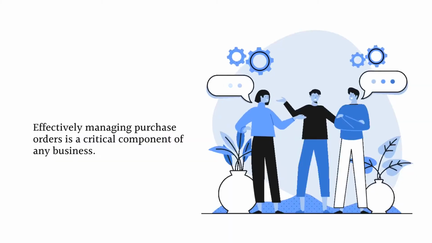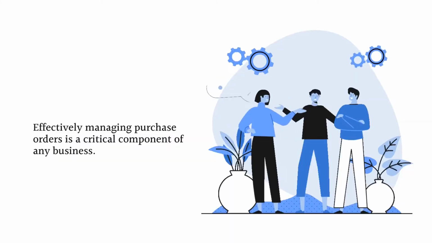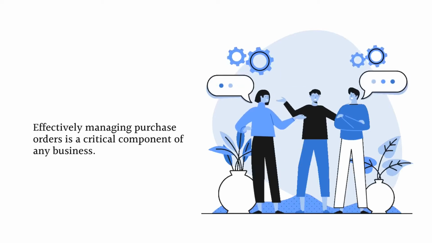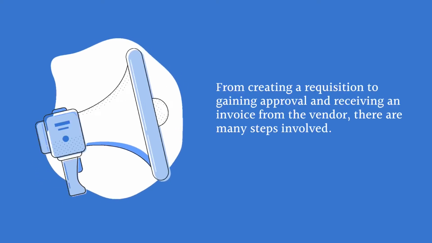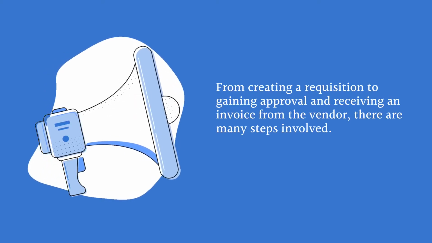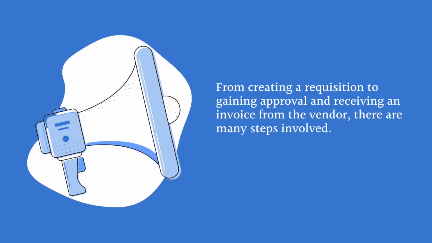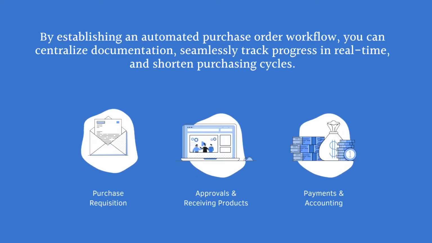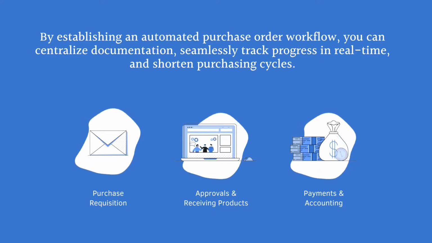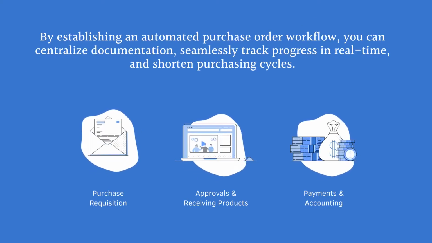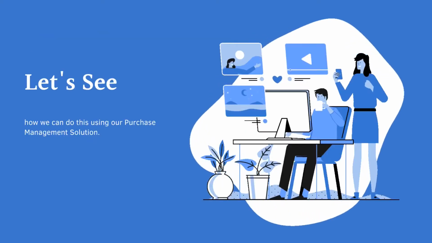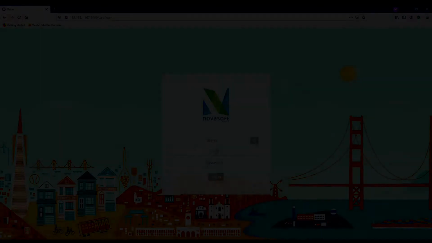Effectively managing purchase orders is a critical component of any business. From creating a requisition to gaining approval and receiving an invoice from the vendor, there are many steps involved. By establishing an automated purchase order workflow, you can centralize documentation, seamlessly track progress in real time, and shorten purchasing cycles. Let's see how we can do this using our purchase management solution.